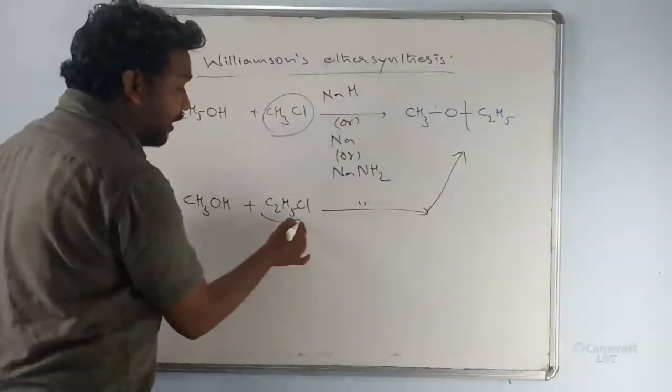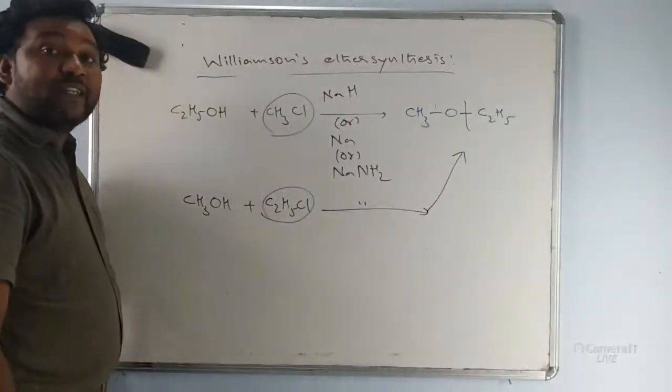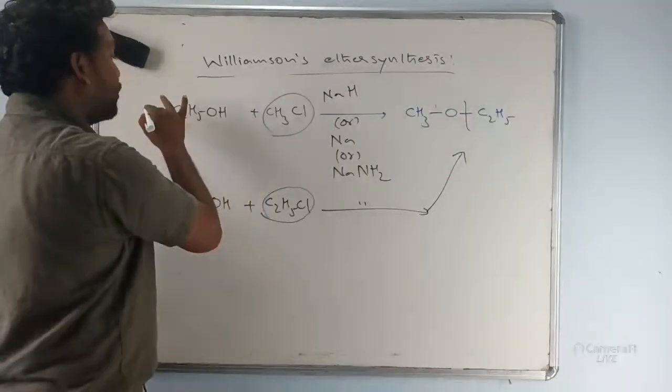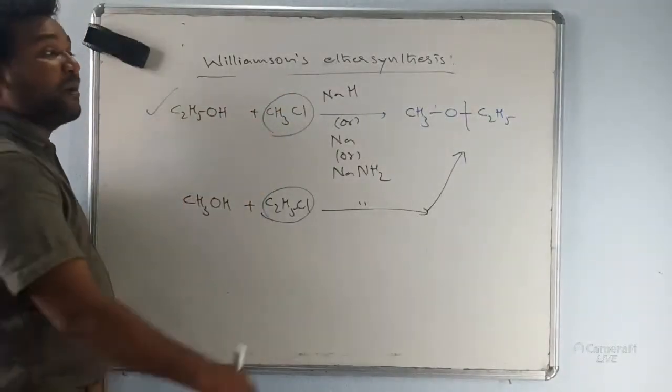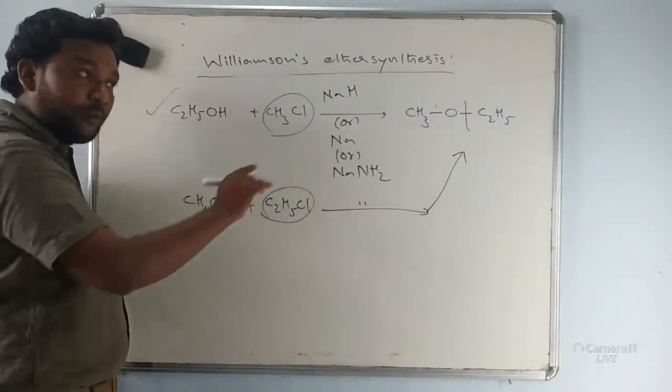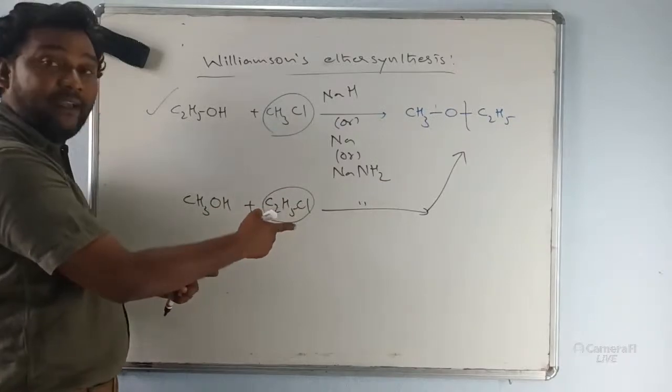Methyl halide is here and ethyl chloride is here. So which readily participates in SN2 reactions? Methyl halide. So this is the suitable way to prepare that compound. In this way the percentage of yield is high. Here also you will get the same product, but the percentage of yield is less in this way.